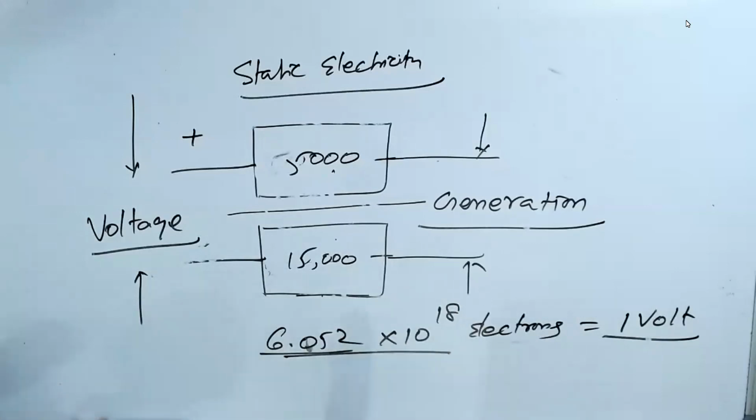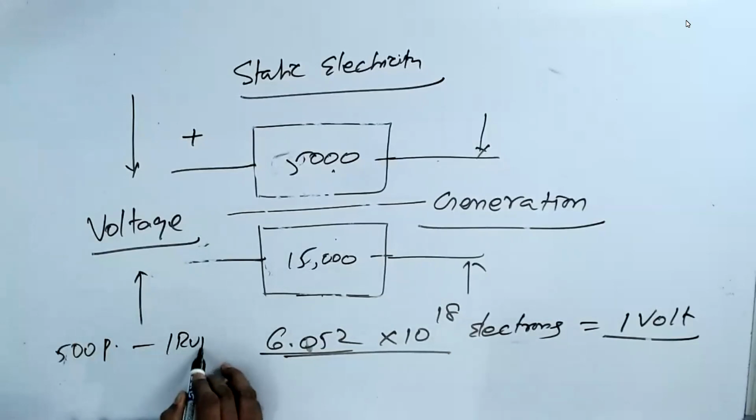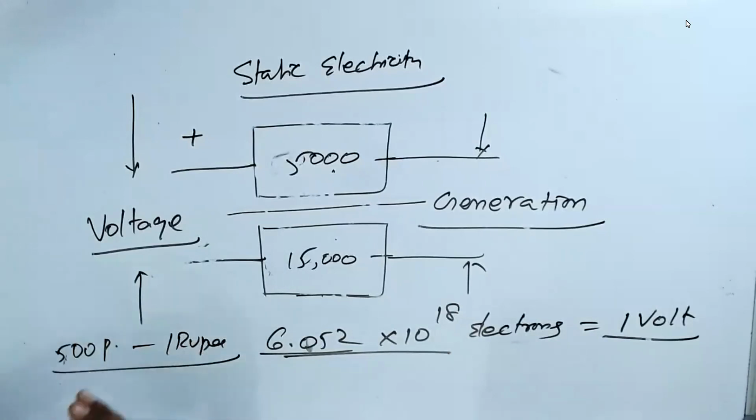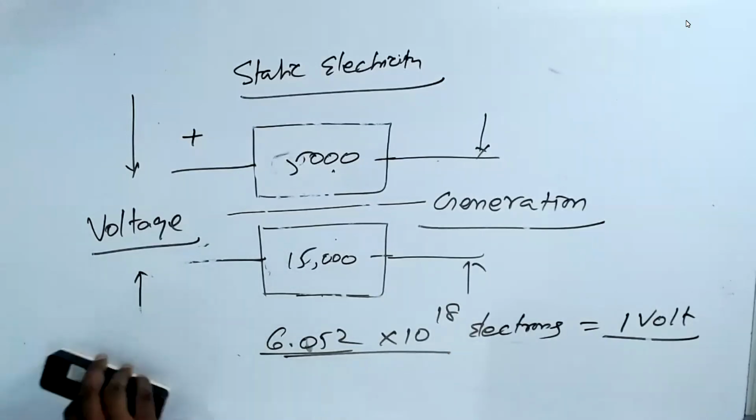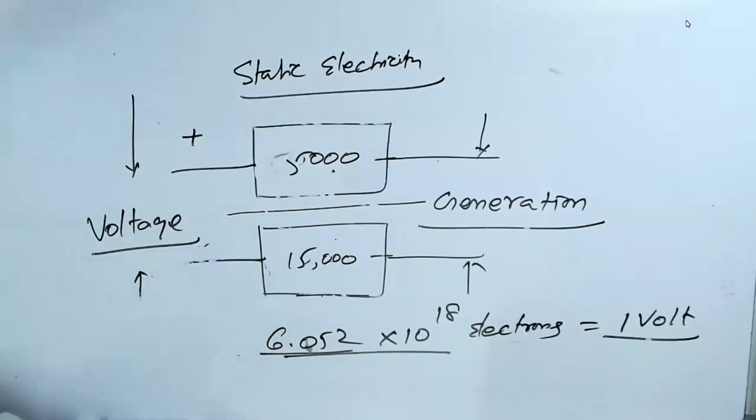Don't ask me why it is. Don't ask me why 100 paise is equal to 1 rupee. Why not 500 paise equal to 1 rupee? We cannot say today why. Who fixed it? If you go back to the history, you will know that when the rupee and paise were invented, they were given a name. The same thing here: this number of electrons was made 1 volt.